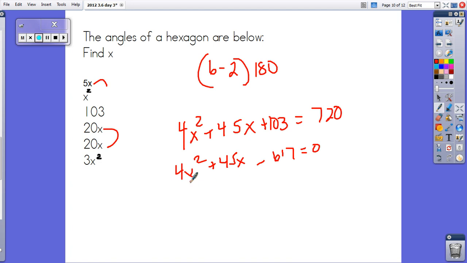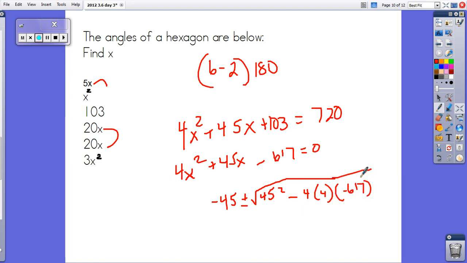Now, you can try to factor this in order to solve it, but because of the wide array of numbers, 45 is not divisible by 4 evenly, so you can't really reduce these, nor are they even numbers, so you can't reduce by dividing by 2. So I'm just going to do the quadratic formula. Negative b plus or minus the square root of b squared, so 45 squared, minus 4 times a, which is 4, times c, which is negative 617.